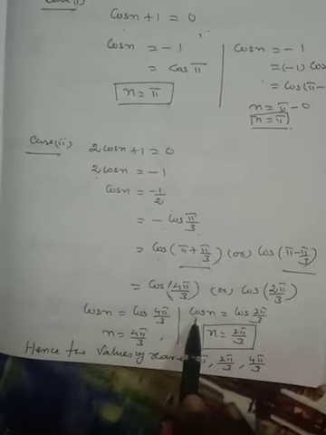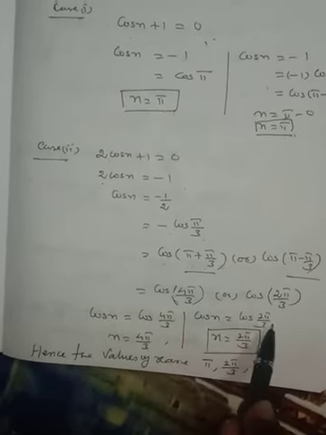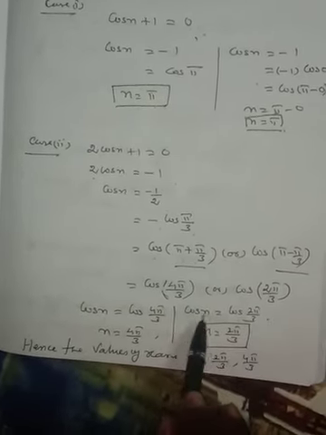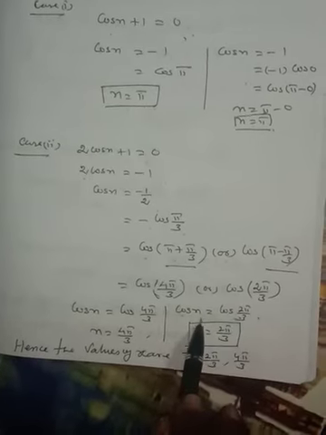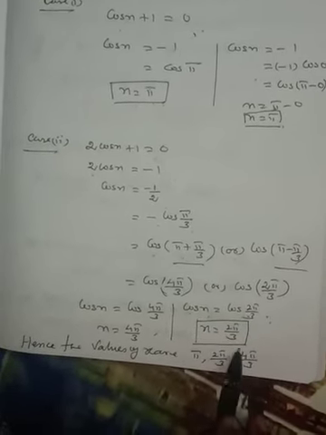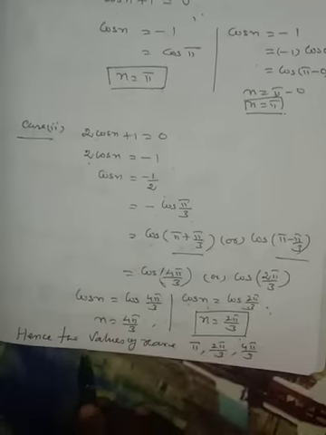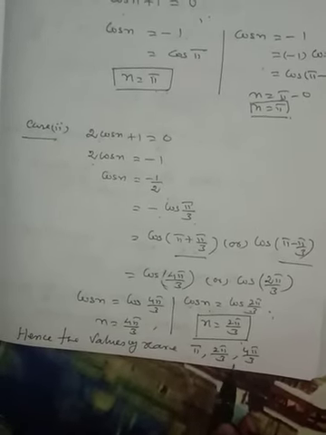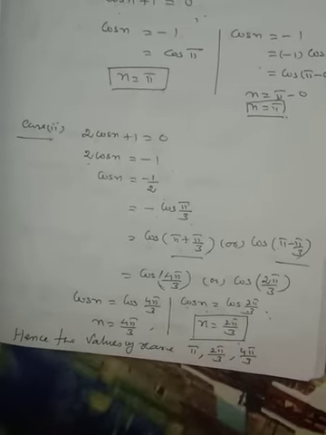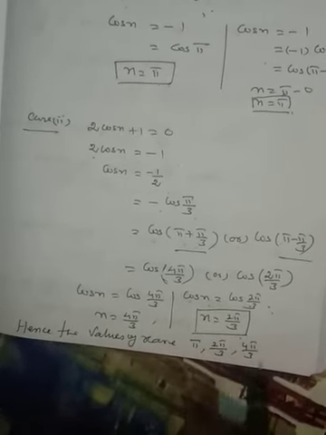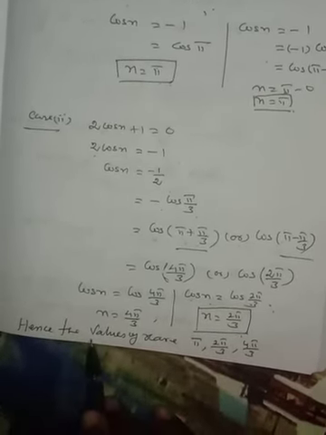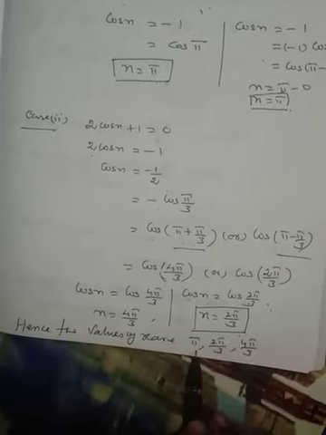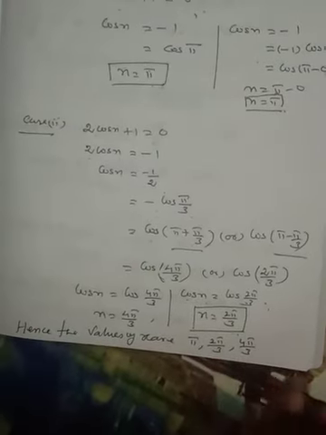So next case, cos x is equal to cos of 2 pi by 3. Taking cos inverse on both sides, we get x is equal to 2 pi by 3. So the values of x are pi, 2 pi by 3 and 4 pi by 3. The solutions are: the values of x are pi, 2 pi by 3, comma 4 pi by 3.